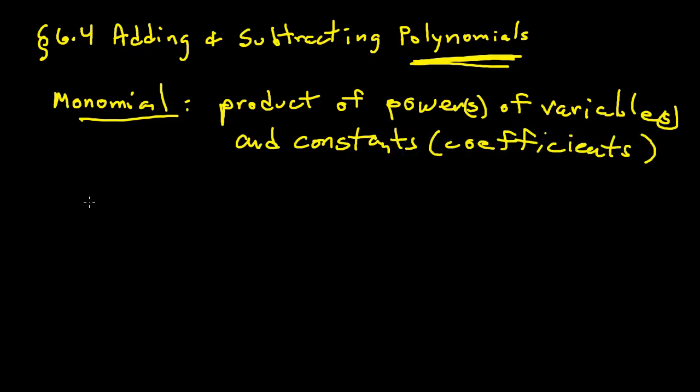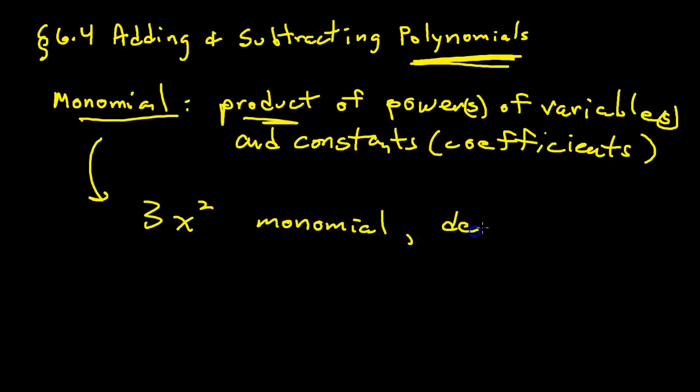All right, so if I ask for an example of a monomial, well, I could say 3x squared is a monomial because it is indeed a product of powers of variables and constants. I call this a monomial of degree equal 2. Now, when a monomial has only one variable, the degree is the exponent on that variable. Okay?